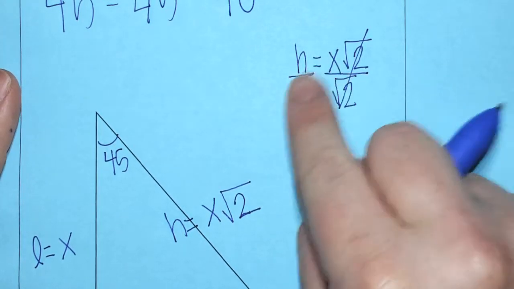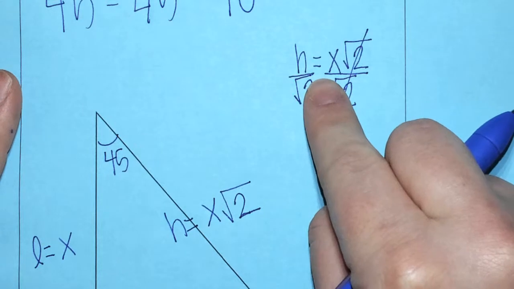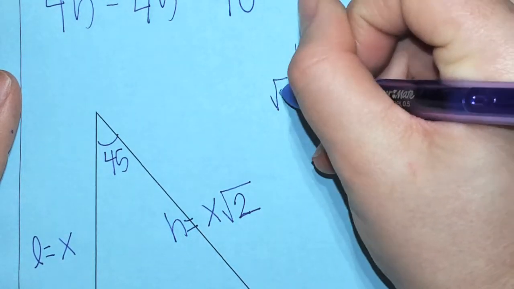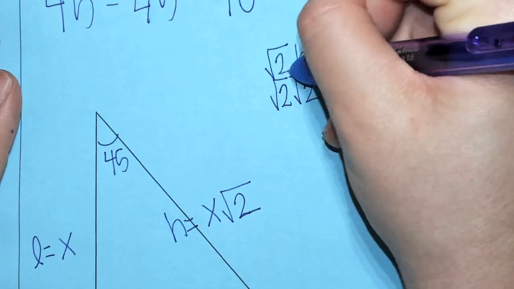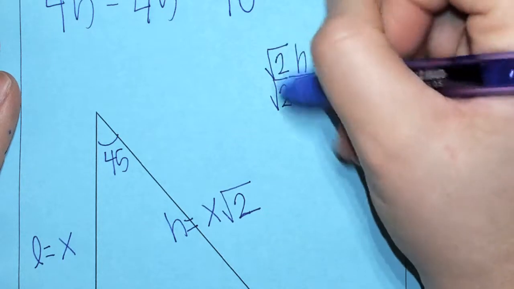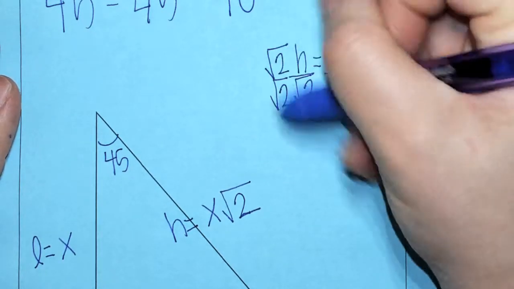How do you rationalize the denominator? Get rid of it. How? Multiply the top and the bottom by the square root of 2. This is going to hit you hard next year if you don't remember this. You learned this last year.